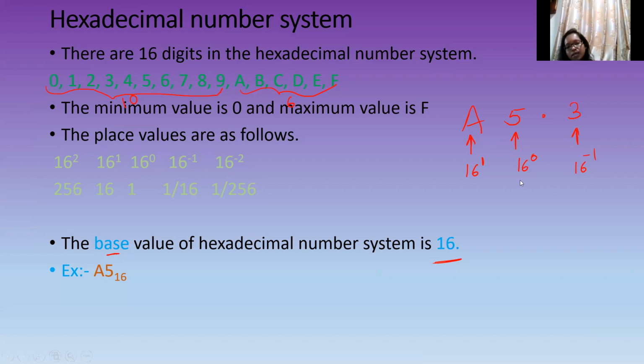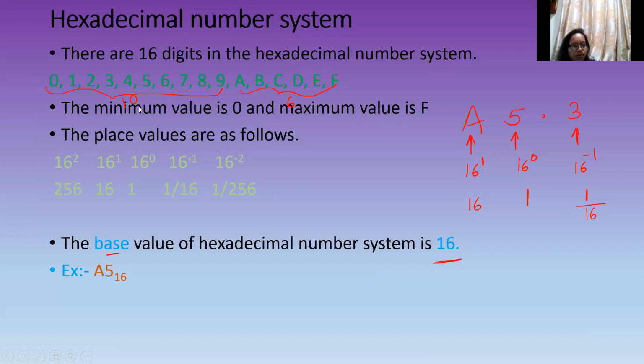Again, the calculations you have to do: 16 to the power 0 is 1. And 16 to the power -1 is how much? 1 over 16. You have to simplify this one and take the value. Here 16 to the power 1 is just 16. Those calculations you should know, right?